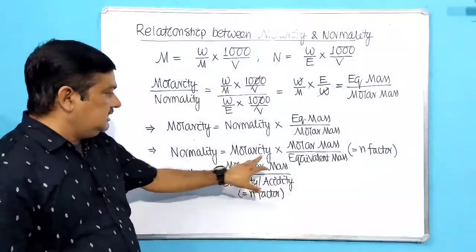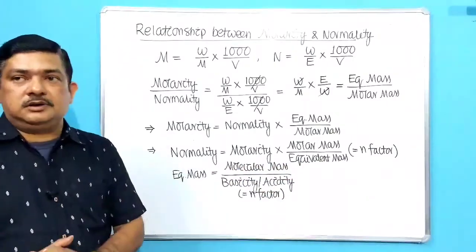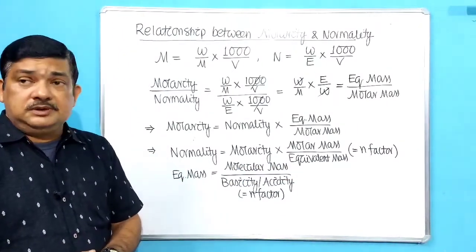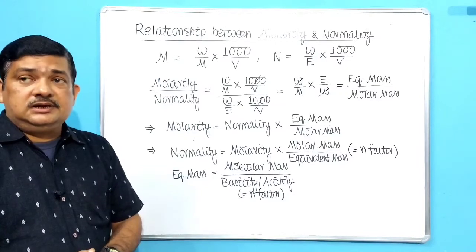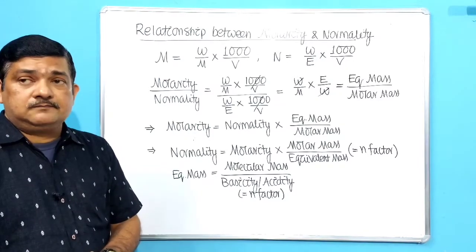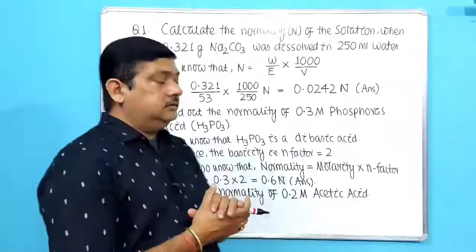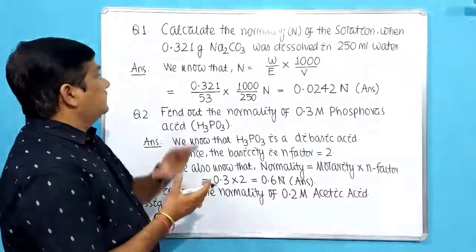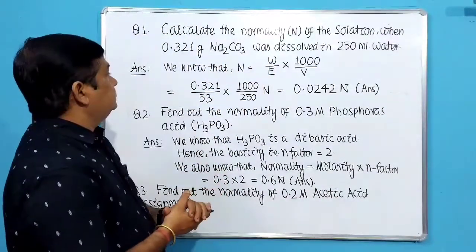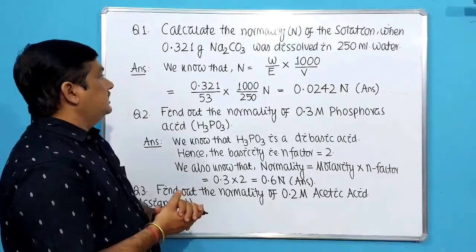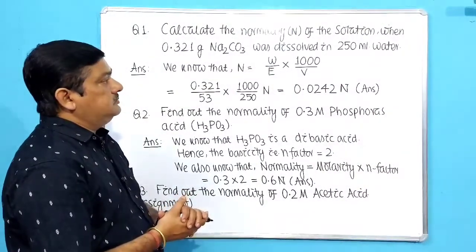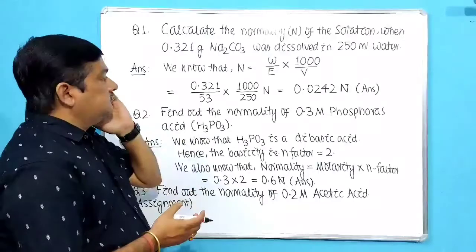So normality is equal to molarity into n factor, you have to remember. Then you have to solve some simple numericals so that it will be easier for you to follow. Students, as I told you, we will go through some simple numericals. Question 1. Calculate the normality of solution when 0.321 gram sodium carbonate was dissolved in 250 milliliter water.